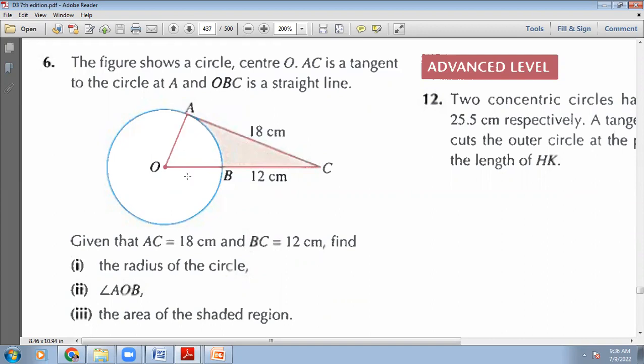So this is radius. This portion will also be radius. This will be radius. This will be 18. This will be radius plus 12. So we will apply Pythagoras, and very easily we can find the R value here.